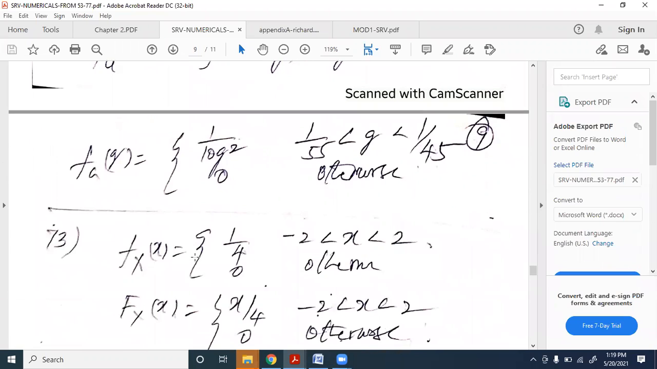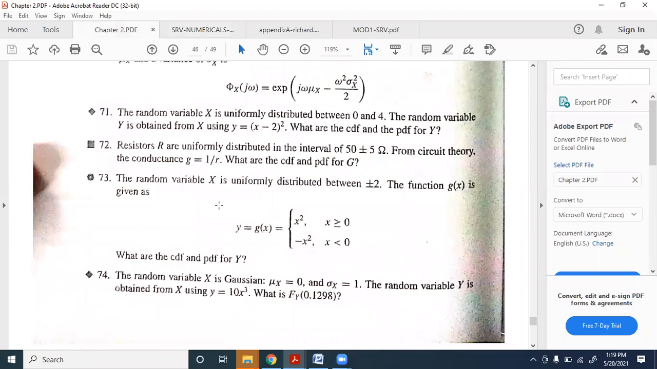Now, let us go for problem number 73. Okay, 73 is given over here.